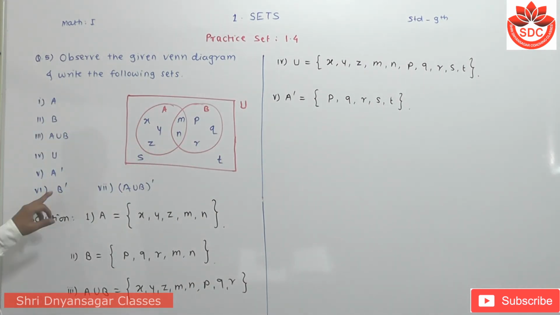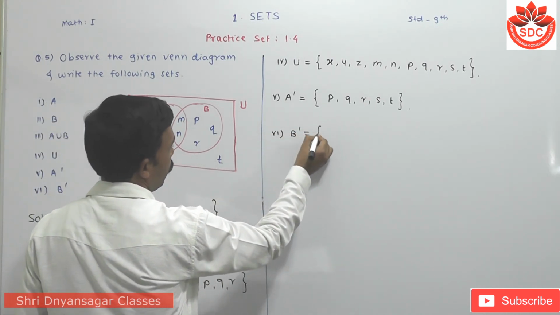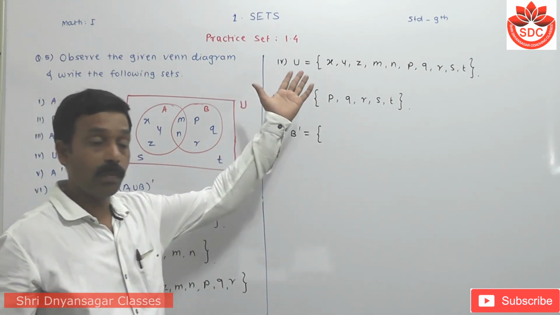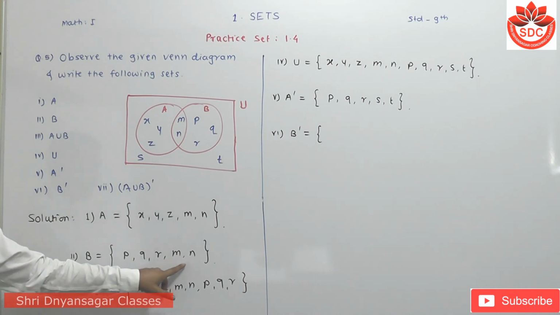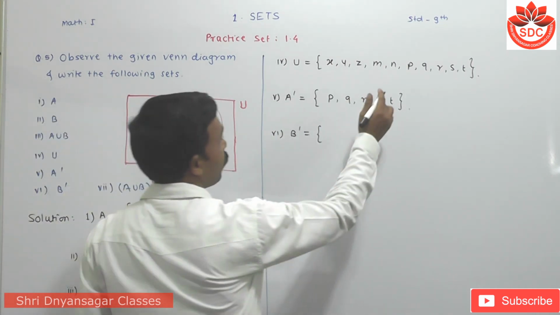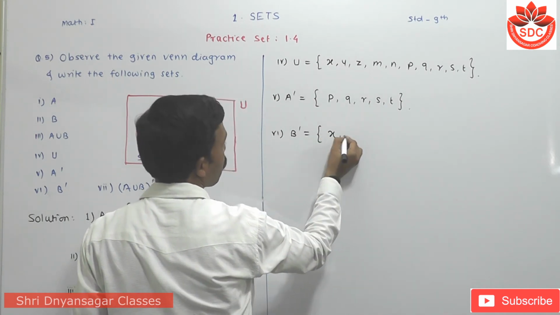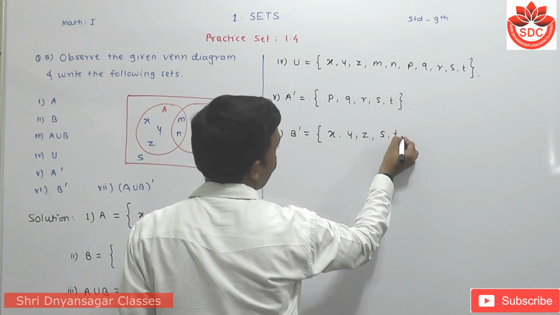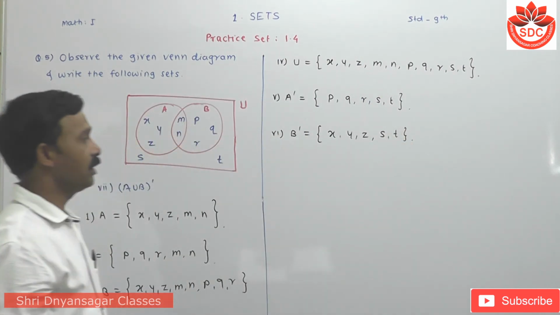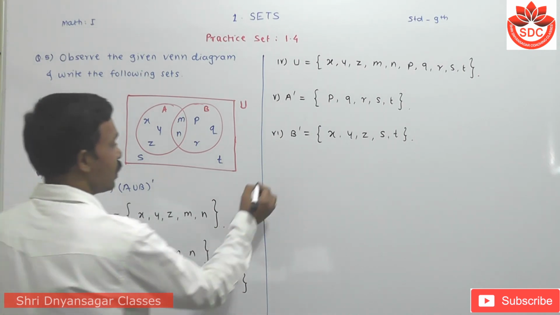Then we discuss the complement of the set B. The sixth one is B's complement. That means the elements present in U but not in B. Rather than P, Q, R, M, N, we have to write all these other elements. Here P, Q, R, M, N, then X, Y, Z, then S and T are the elements present in B's complement.